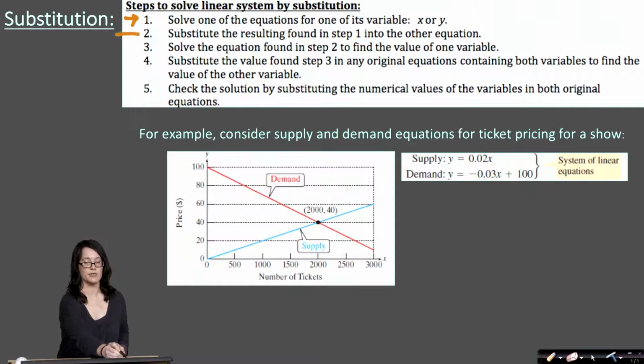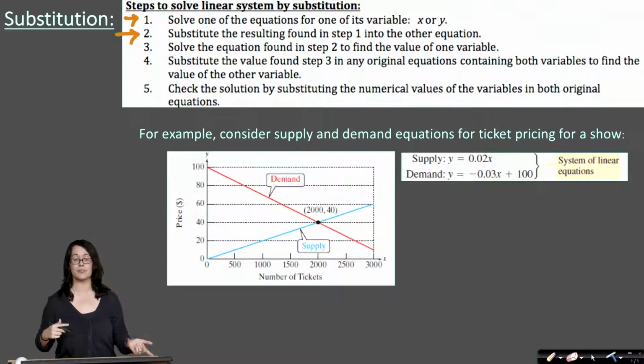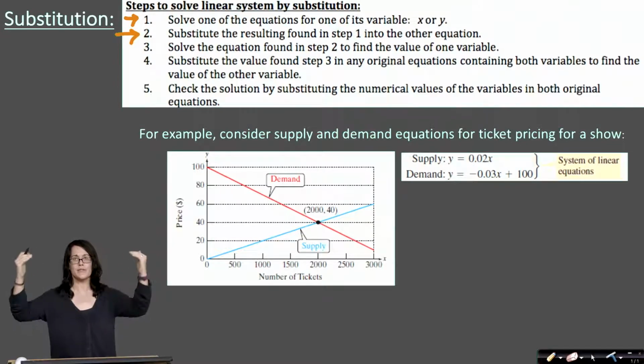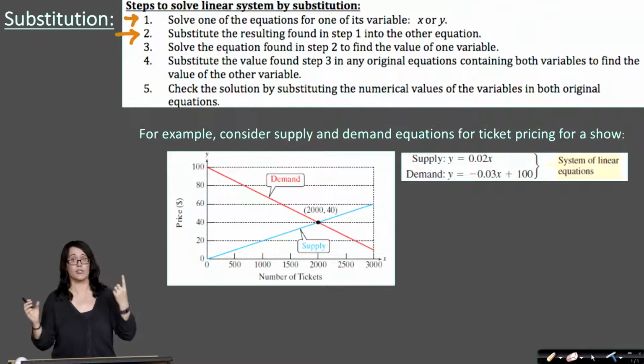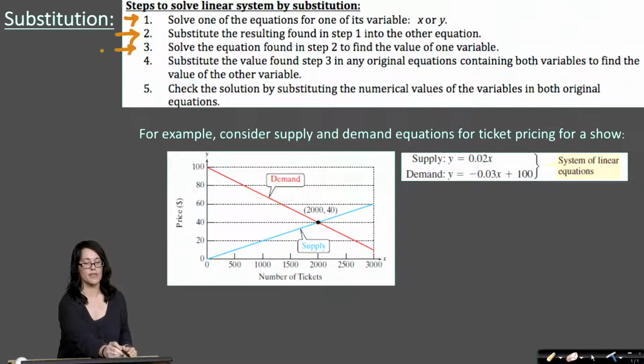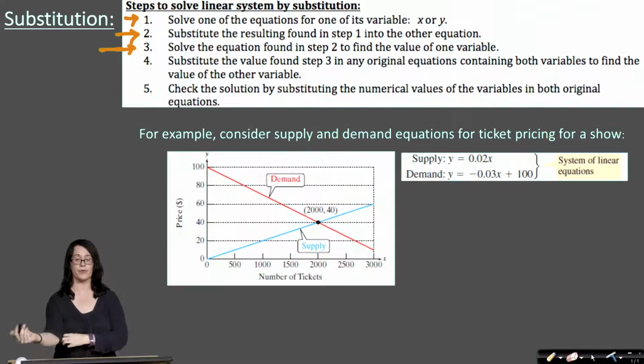And that's where we are at step 2. Step 2 says substitute the result found from step 1 into the other equation. So if you found, for example, that x equals 2y plus 4, you would go to the other equation, and anywhere you see an x, you would write parentheses 2y plus 4. That's the idea. Once you've done that substitution, what you've really done is you've gone from a system of 2 equations with 2 unknown variables to a single 1 equation with 1 variable, in that case y. So that would be where you could solve that linear equation for that variable.